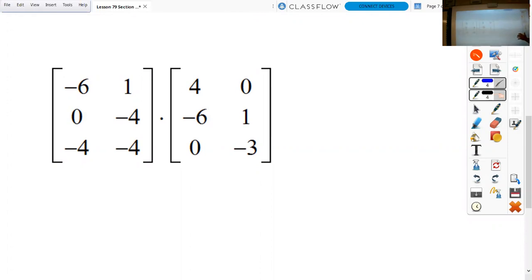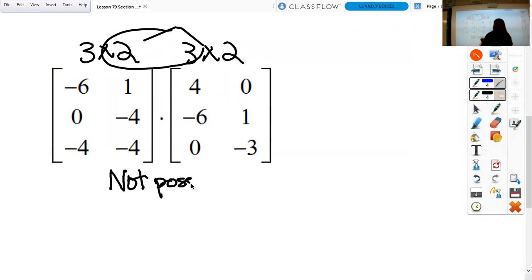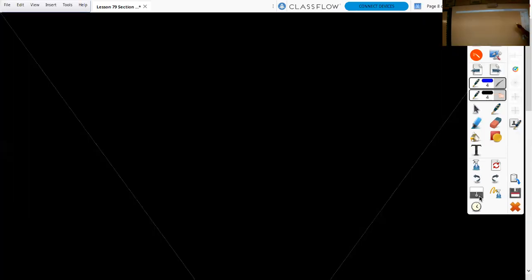So when you look at this problem, to me, it feels like it should work because they're the same size, right? But when you write out what size they are, this is a 3 by 2, and this is a 3 by 2. So a 3 by 2, another 3 by 2. When you look at that middle, it does not match up. That means it's not possible. So if you get a problem like that, you don't even have to do it because you can't, right? So that's what it looks like. Adding and subtracting, they have to be the same size. Multiplying, you're always just looking for those insides to match up. All right, here we go. Determinant time. Get ready.